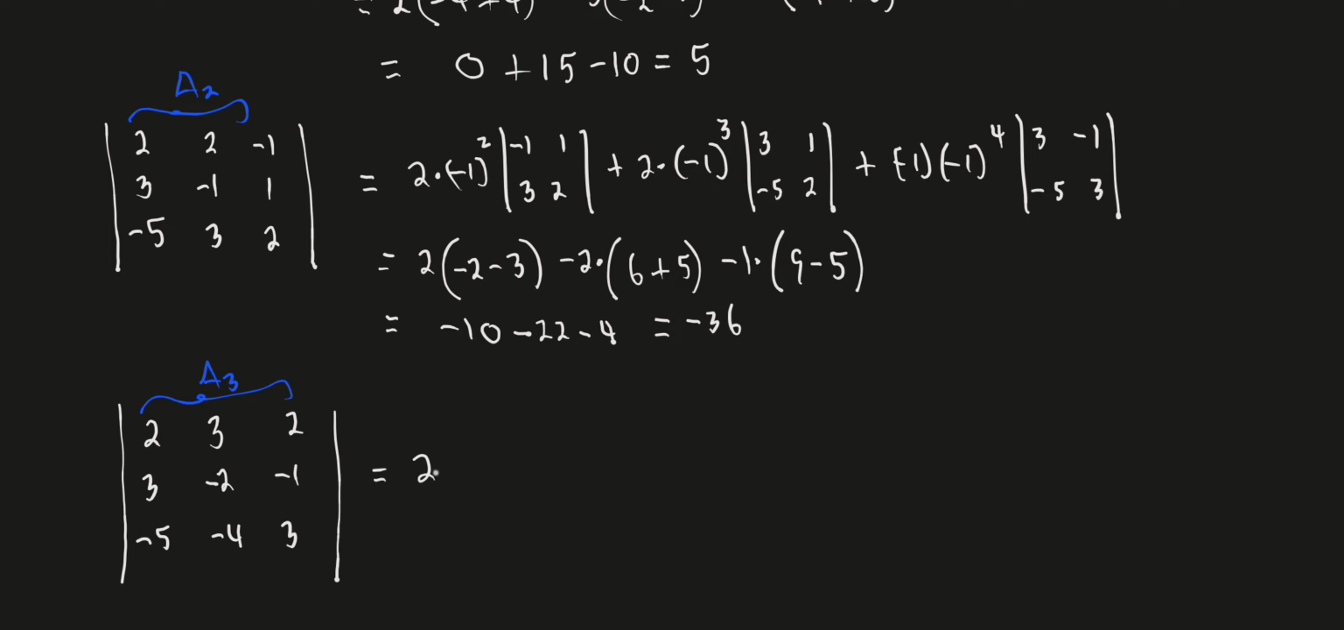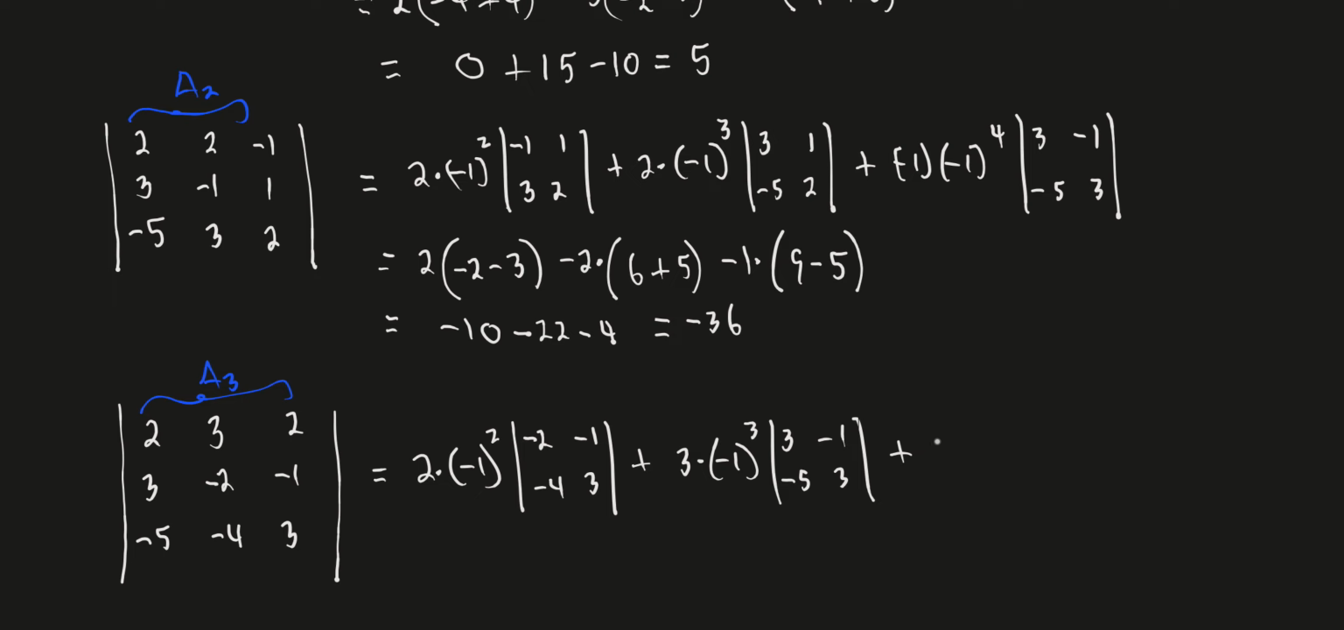So once again, cofactor expansion, 2 times negative 1 squared. That minor is now negative 2, negative 1, negative 4, 3. And then plus 3 times negative 1 to the third power. And that minor is 3, negative 1, negative 5, 3. And then plus 2 times negative 1 to the fourth power. And then that minor is now 3, negative 2, negative 5, negative 4.